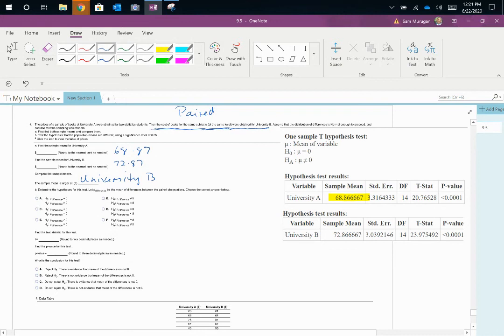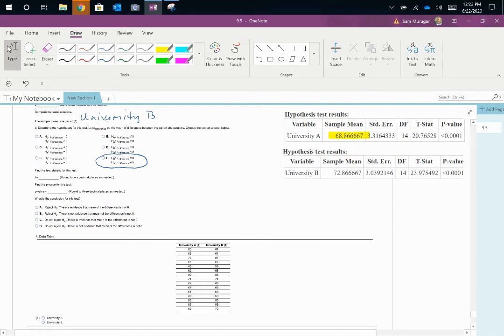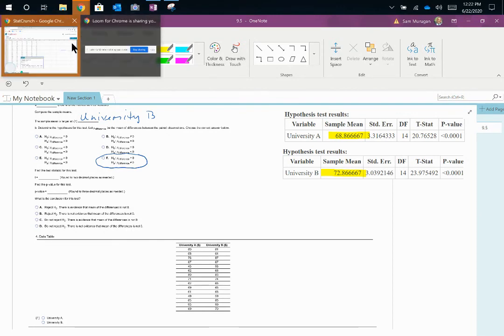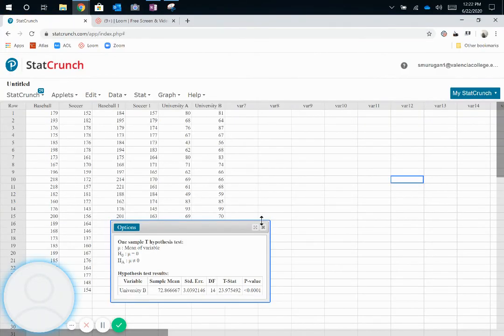To set this up, the difference between University A and University B, we're looking for the one with equal and not equal. This is the only one with equal and not equal. The difference is equal and the difference is not equal. Now, to get our t-stat and p-value, let's ask StatCrunch to compute the rest of this.